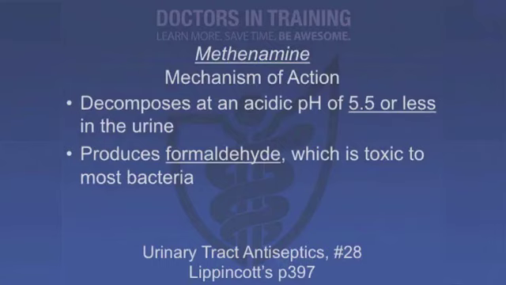Its mechanism of action is that it has to decompose at an acidic pH of 5.5 or less, and this happens in the urine. So this produces formaldehyde, which is toxic to most bacteria. The reaction is slow. It requires about 3 hours to reach about a 90% decomposition. It's not to be used in patients with indwelling catheters. Bacteria, luckily though, don't develop a resistance to formaldehyde. Frequently, it's formulated with a weak acid like mandelic acid or hippuric acid.